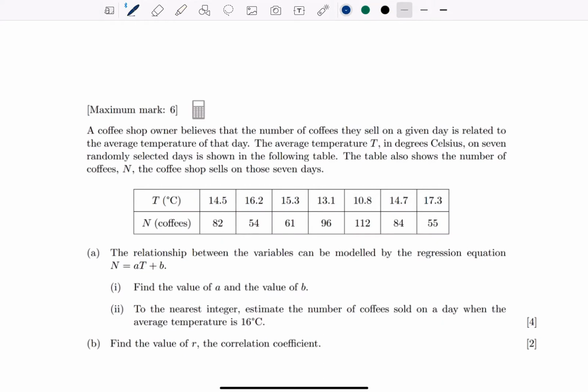So, coffee shop owner, average temperature T. Right away I'm getting the linear vibes here. Average temperature T also shows a number of coffees n. Now, if we look at our relationship, n represents y, T represents x. In other words, n is our dependent variable, T is our independent one.